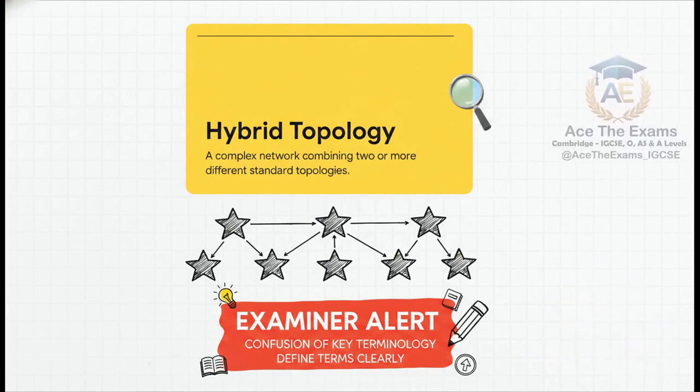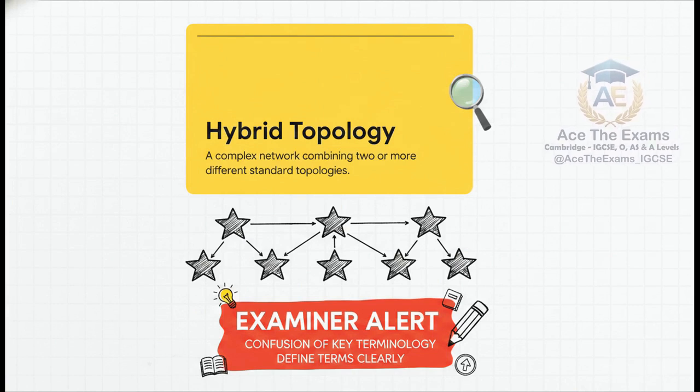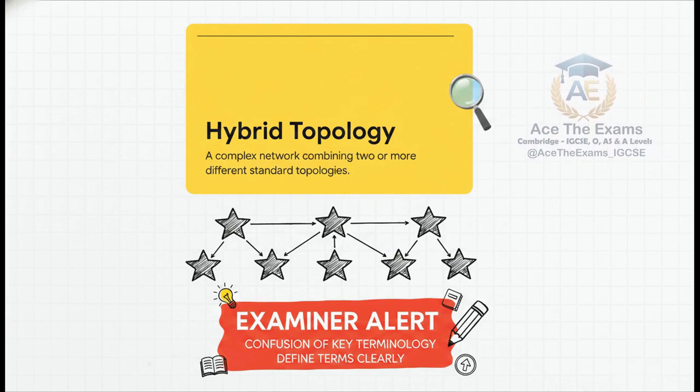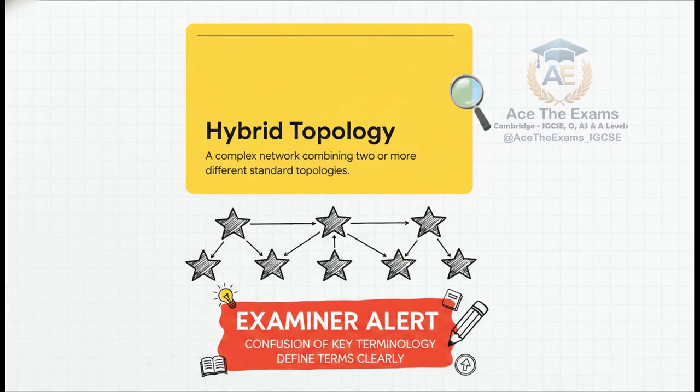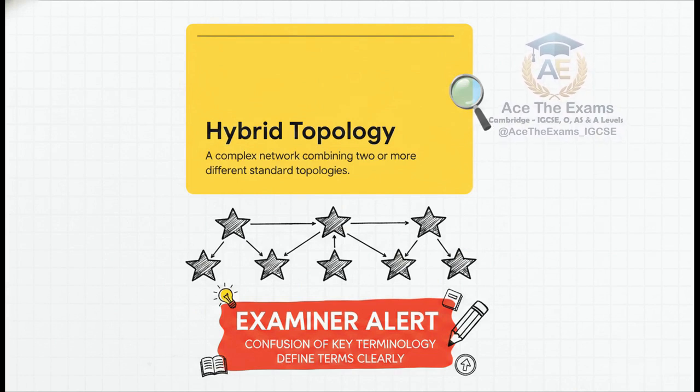But here is your first major examiner alert. The students who score the highest, the top 1%, they never make assumptions. They explicitly define their terms right at the start of their extended responses. If you look at our student Alex, Alex just jumped straight into talking about data packets without actually defining the network structure first. It's like arguing a legal case without telling the judge what crime was committed.